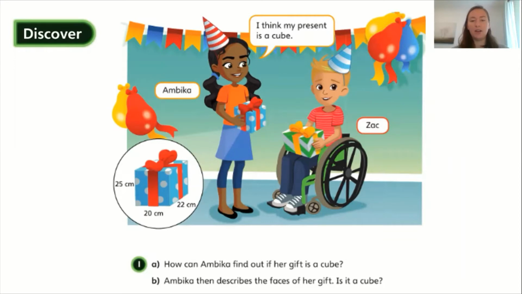Then have a go at using this little picture here of Ambika's present. It's got some measurements on it to help you. So it's 25 centimeters tall, 20 centimeters wide, and 22 centimeters long. Is that a cube? Pause the video now and have a go at working that out by yourself, and then come back to the video when you're ready for some answers.